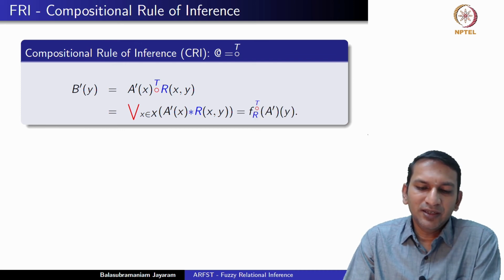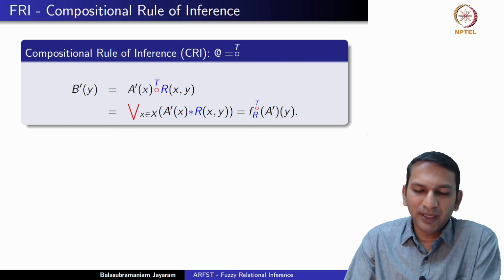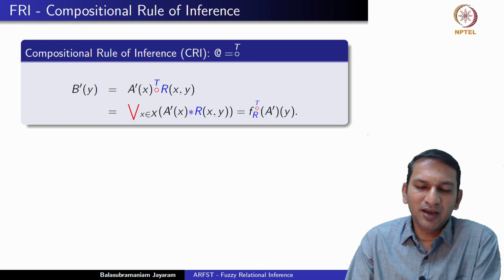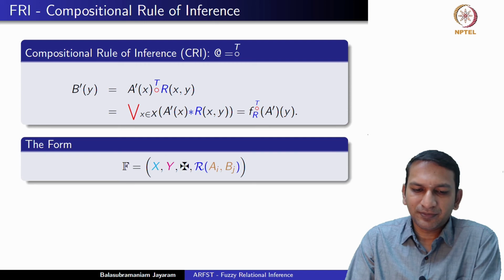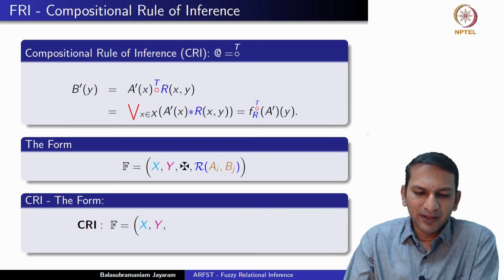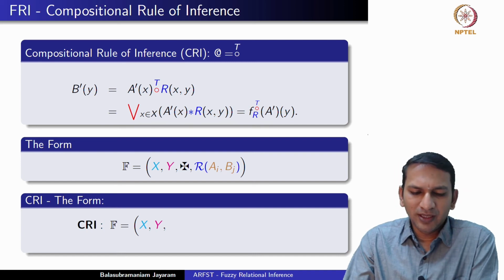So as you can see here, it's a function which maps A' to B'. And what is important in an FRI is that you need a relation and also a composition. So this is the general form of an FIM. Now, if you restrict it to a CRI, we still have X and Y, the domains of input and output.